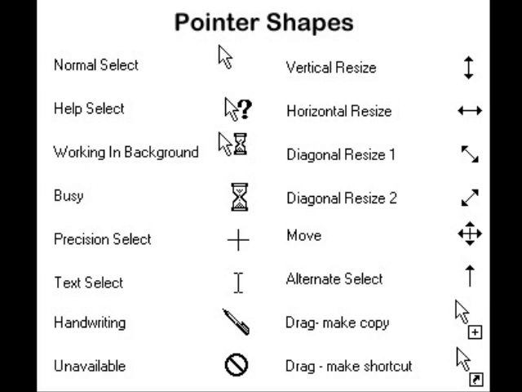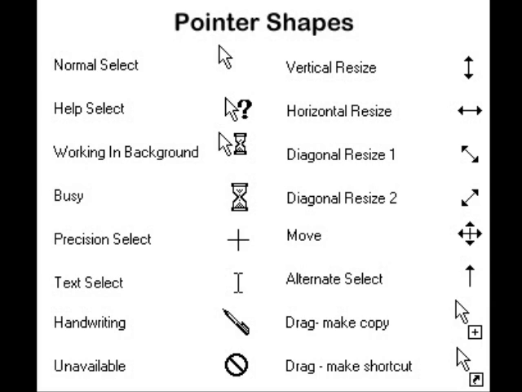Then you have your help select. You're working in the background, which is like the hour clock, the time showing you that okay, it's thinking. And then you also have the busy one where it's no pointer at all, and it just has the hour time on it. And you have your precision selection or your text selection, which is typically called your cursor, but we will introduce that later in another lesson. You have your handwriting pen, depending on what you're trying to do. This says it's unavailable, so that means you cannot make a selection at that point.